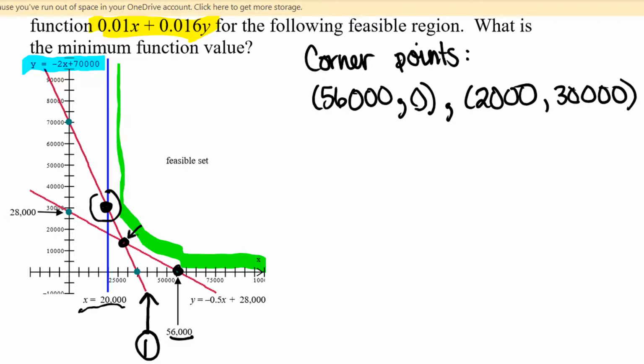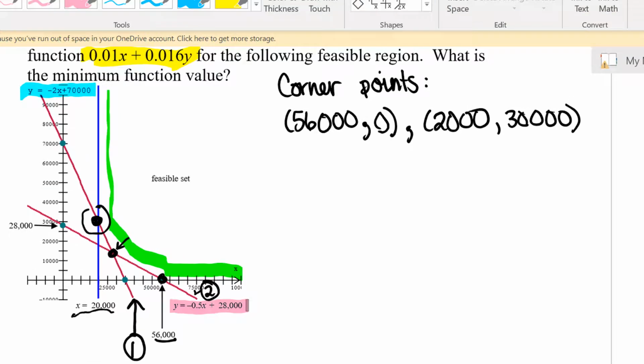Okay, and then one more corner point. So this one right here. And I'm going to call this other line right here line 2. Here's the equation of line 2. So now you can either use substitution, elimination, or your calculator with matrices, which is how I'm going to do it. But you have to get the x's and the y's on the same side before you create the augmented matrix. That's not too bad. You just add the x term to both sides.